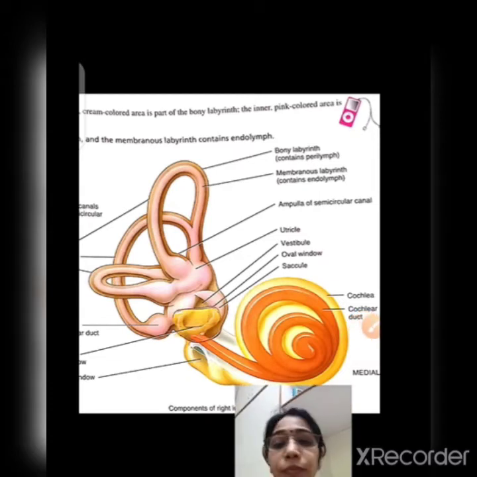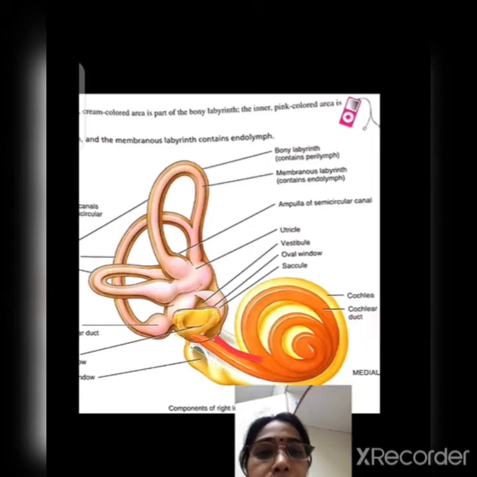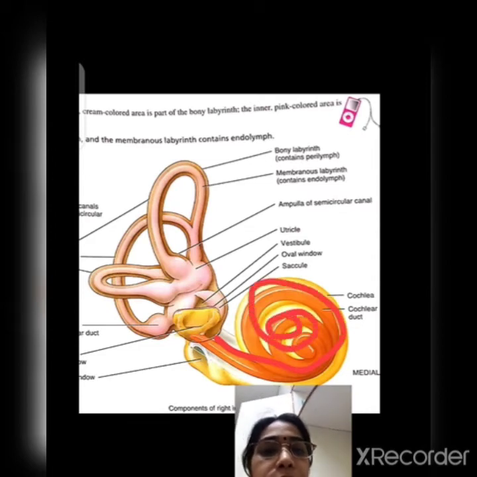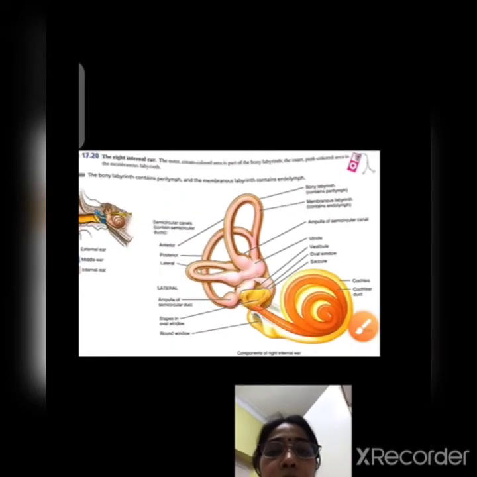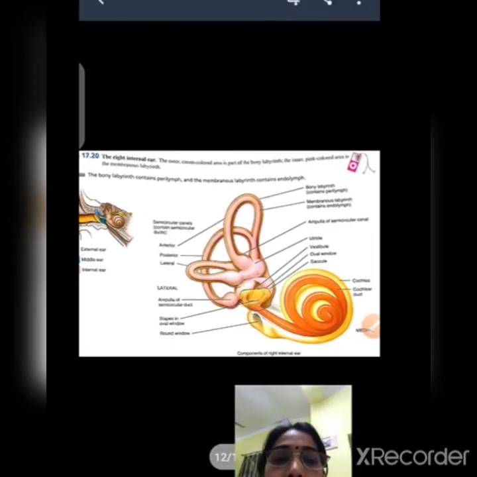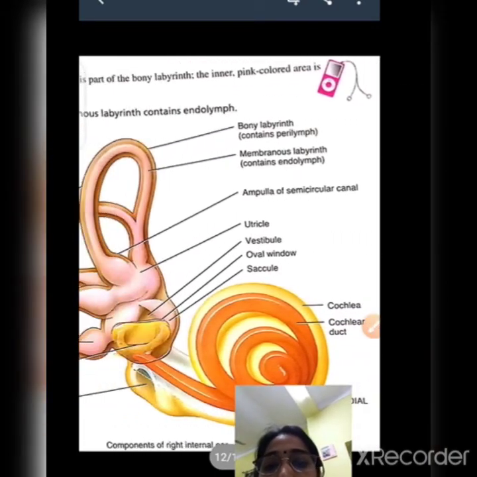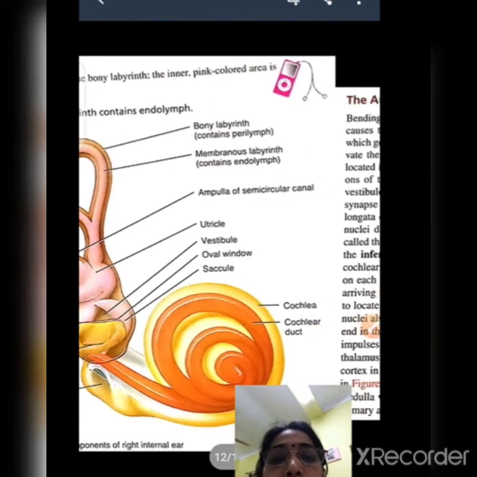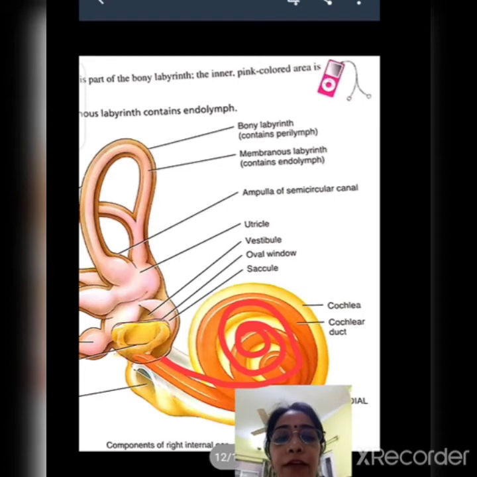So the semicircular canal, and this, you see, is the cochlea. This is the cochlea, the three snail-shaped rings. What you can see here are the components of the right internal ear, the cochlea and the cochlear ducts. These circular rings are the cochlear ducts. Okay, so these are the various canals and the various ducts present here.